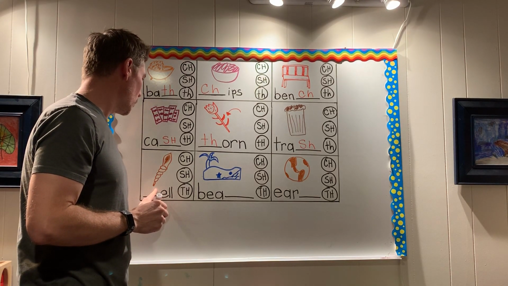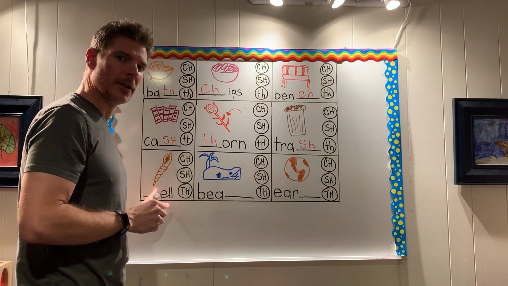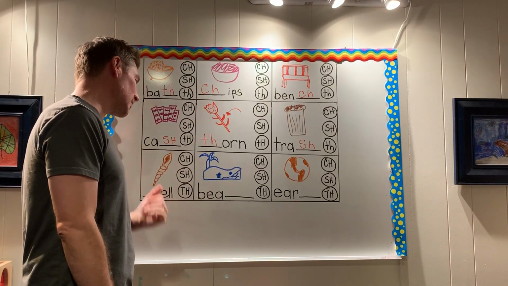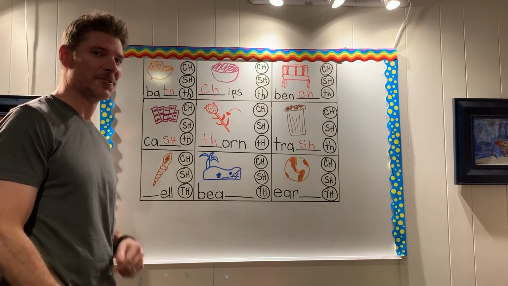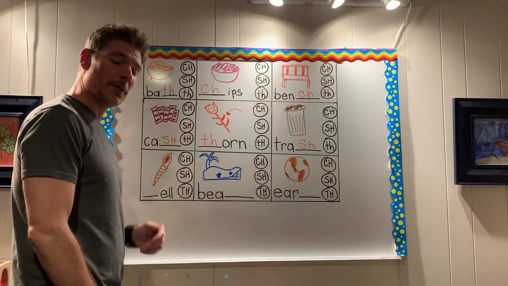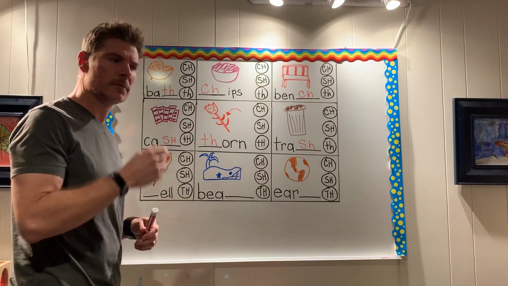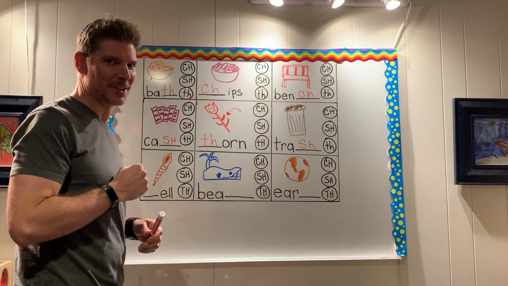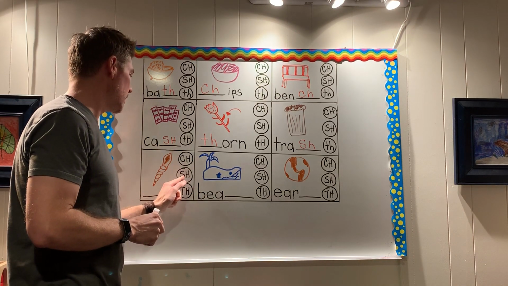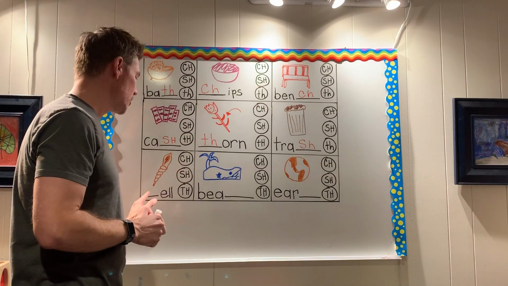What in the world did teacher Ari draw here? I'm not even going to make you guess. It is supposed to look like a shell. Let's try it. Chell. I found a shell at the beach. I don't think so. Shell. SH digraph says shell.